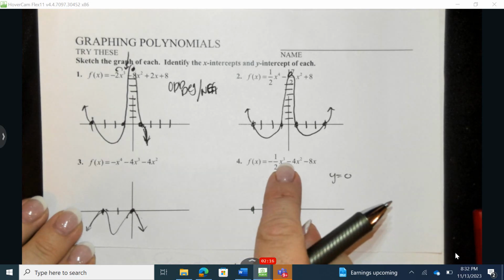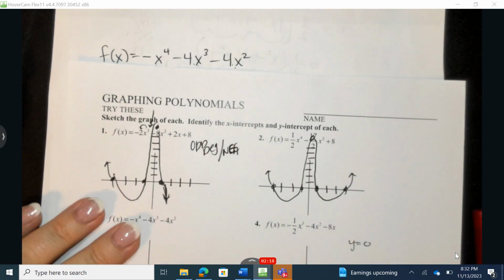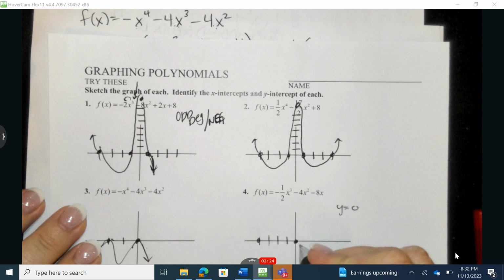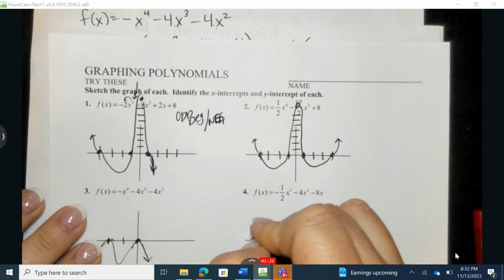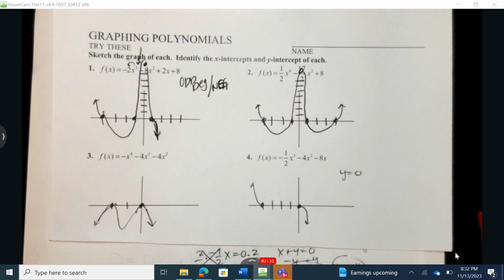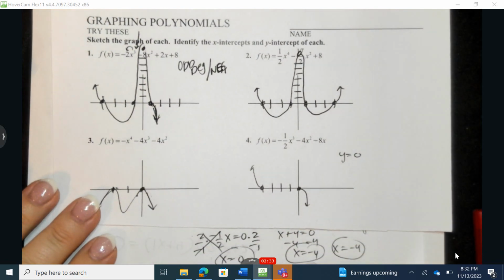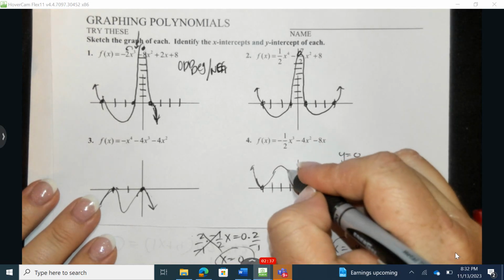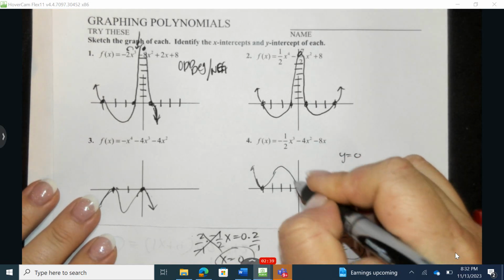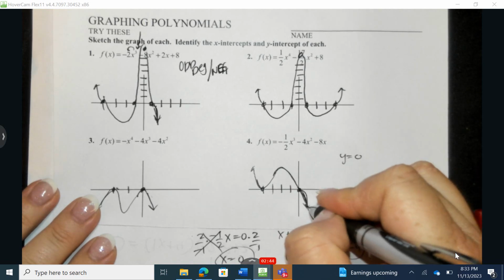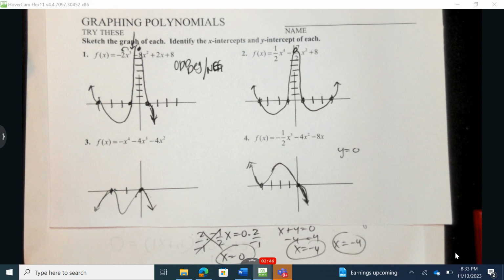I have an odd degree with a leading coefficient that's negative. An odd negative means down on the right, up on the left. Down on the right and up on the left. Okay, remember it says that at negative 4 it has to bounce off. So it needs to bounce off and then eventually it comes back down here. Number 4.